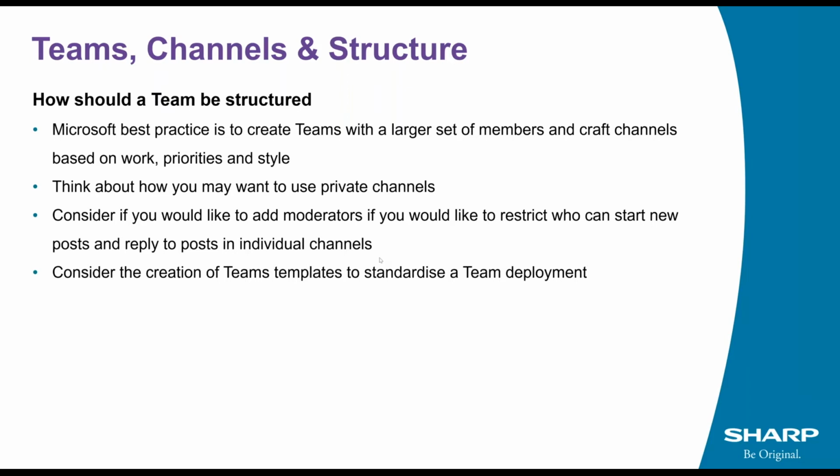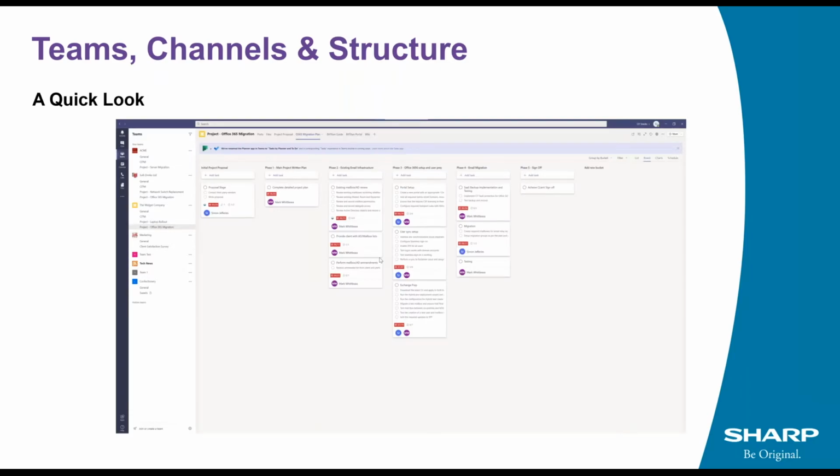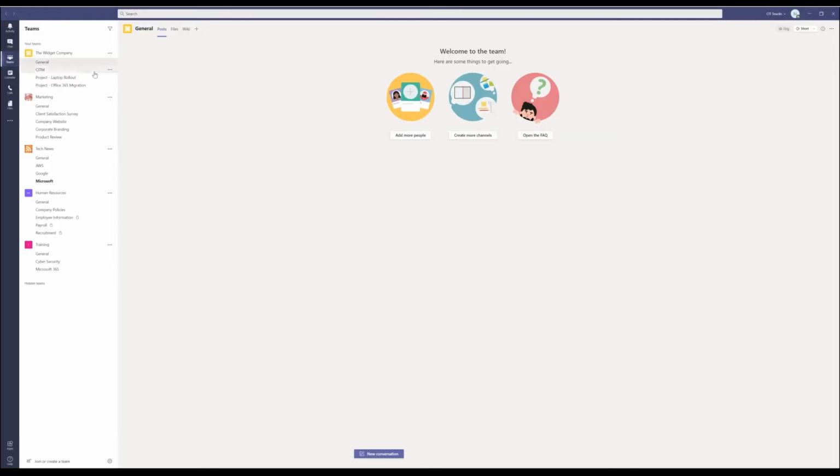So if we have a quick look, if everyone can see this, this is just an example. It's a very small environment, but here at the high level we have teams. So this one's called the widget company. We have one for marketing, one for technical news, human resources and training. So under each of these are then the channels, and as I mentioned, the general channel is here.